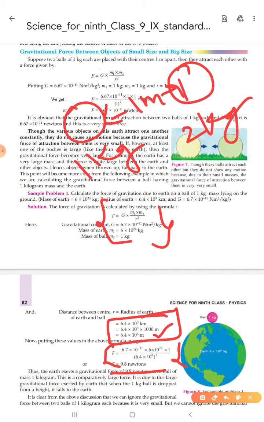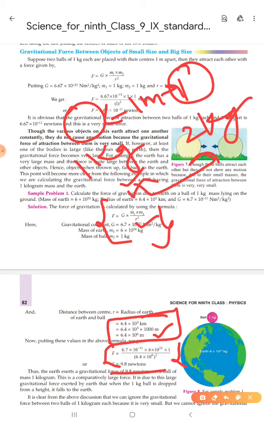But we should know this thing: if there are two objects in front of us whose masses are 1 kg and 2 kg, I am saying that these two bodies are attracting each other, but it does not seem to us that they are attracting. So why does this happen? We can find out the attraction force between these two objects by applying this formula. Then we will get the answer.